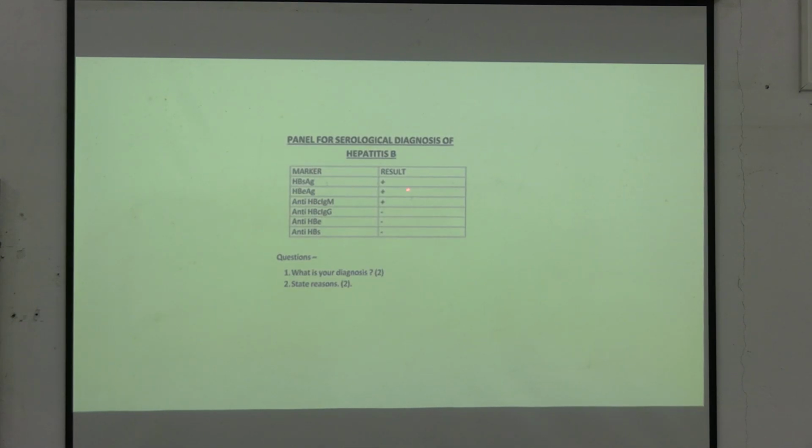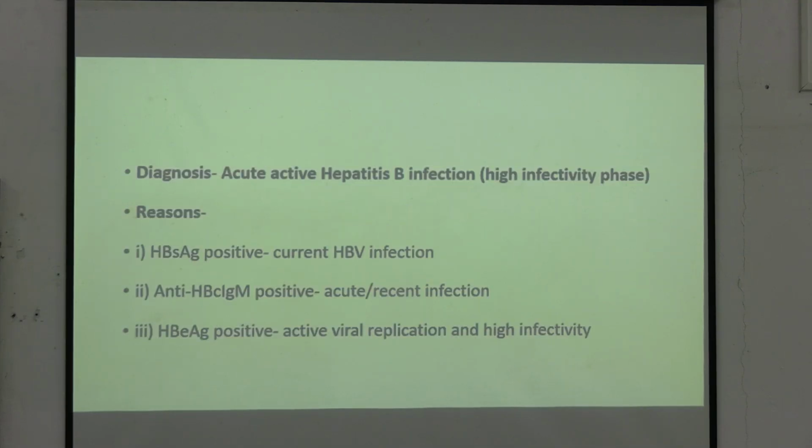Then HBs antigen positive, HBe antigen positive, anti-HBc IgM positive. It is a case of acute active hepatitis B infection with high infectivity phase. Reason: HBs antigen positive, HB infection, anti-HBc IgM positive, acute or recent infection, HBe antigen positive, acute viral replication, and high infectivity.